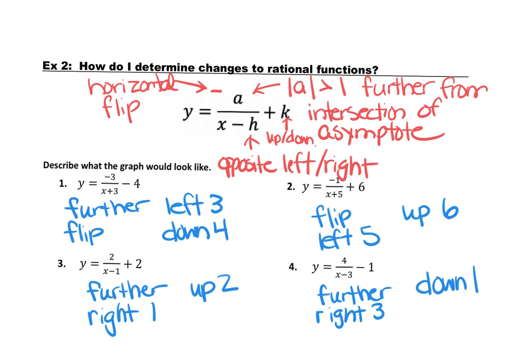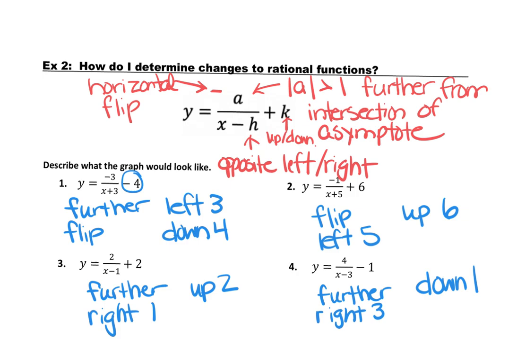All right, so let's take a look here. Because the number is greater than 1, it's going to be further from the intersection of the asymptote. It is going to flip because we have a negative. It's going to be the opposite of the plus 3, meaning it's going to go left 3, and then it's going to go down 4. For number 2, it's not going to go further because the number is 1. It's going to flip. It's going to go to the left 5 and up 6.